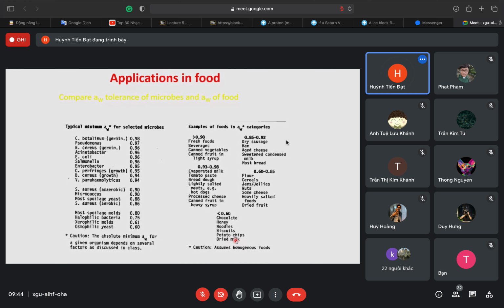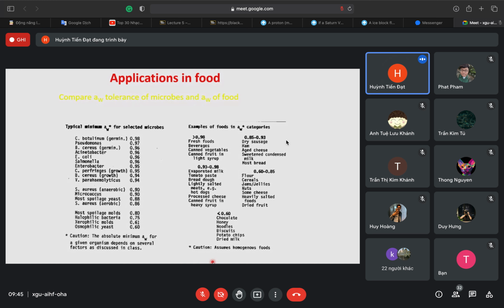Milk powder. So with this one, we can preserve the food for a long time. In this case, you can think that the shelf life of these is quite long. They do not care much about the growth of the microorganisms.